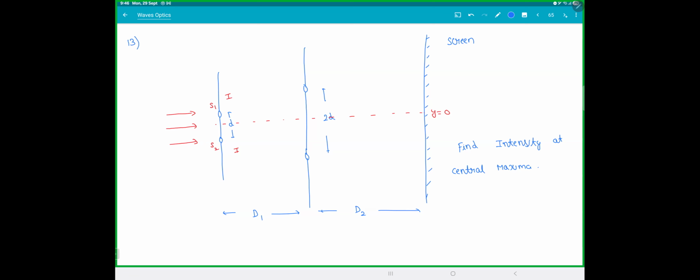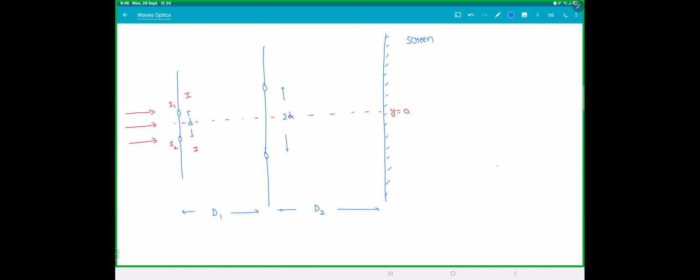Let's see. Yeah, this thing looks scary. It is not. So let's take this thing as S3 and S4. Luckily, both are identical. So if I just do it for one, the other one is taken care of.